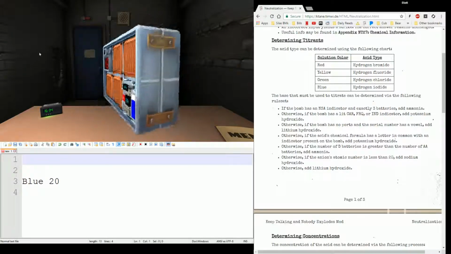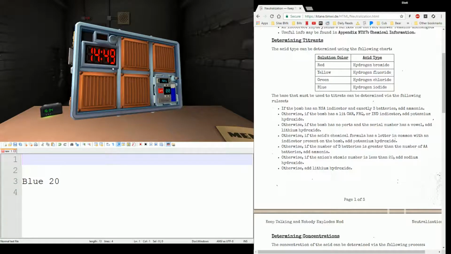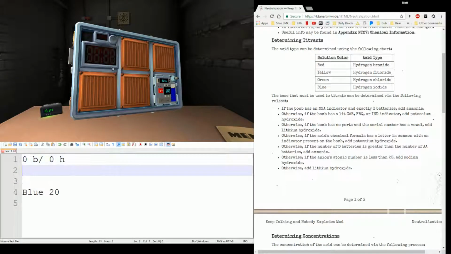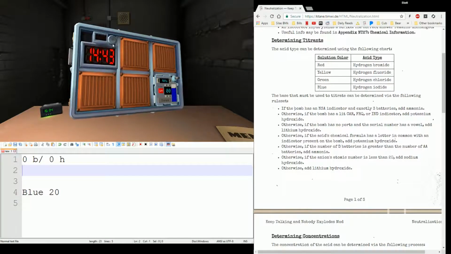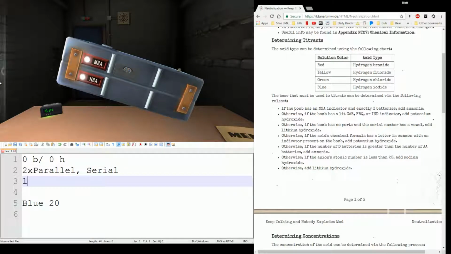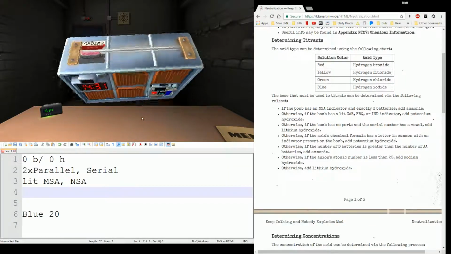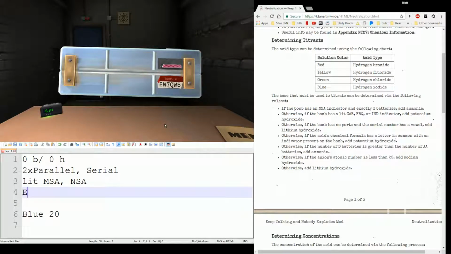We have no batteries at all. We have 2 parallel ports and a serial port. We have 2 indicators, lit MSA, lit NSA, and our serial number is Echo Whiskey 7, Quebec Whiskey 5.